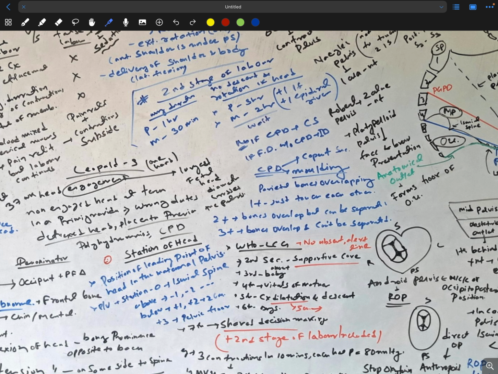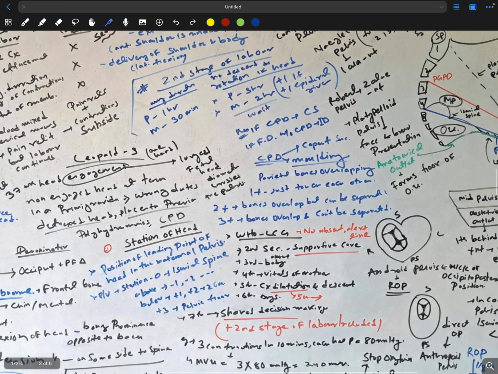Molding is the parietal bones overlapping over each other, and the grade is 1 plus, 2 plus, 3 plus. 1 plus is bones just touching each other, and 2 plus means they are overlapping each other but can't be easily separated. 3 plus means they can't be separated, they are overlapping. Now we have the partogram. Partogram we'll discuss at some other time.